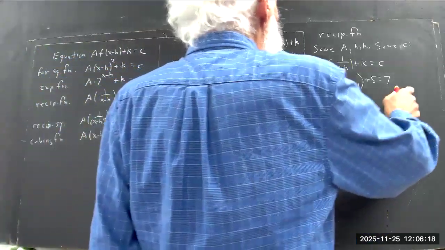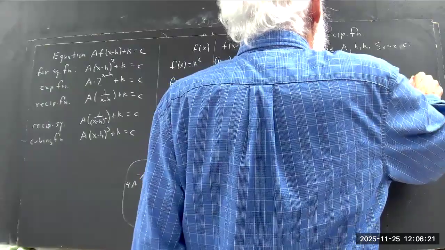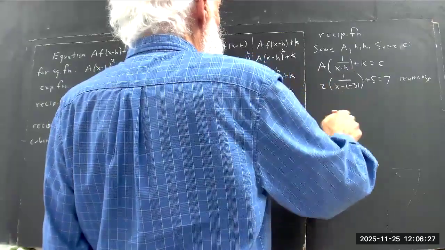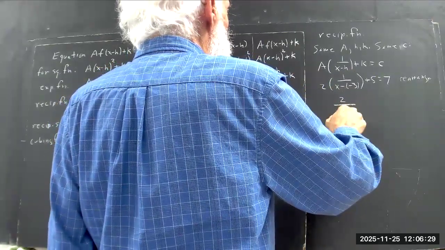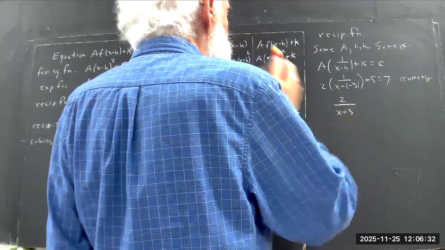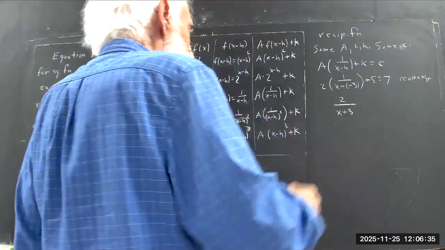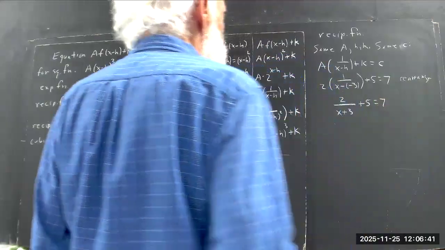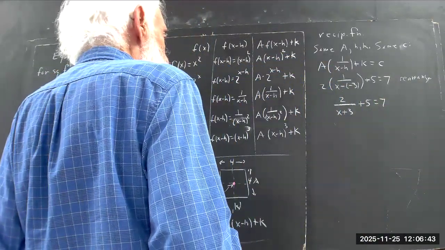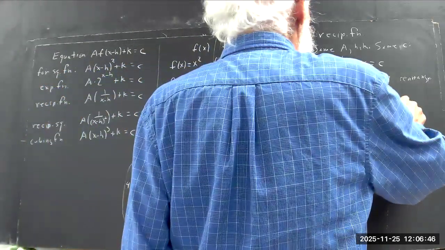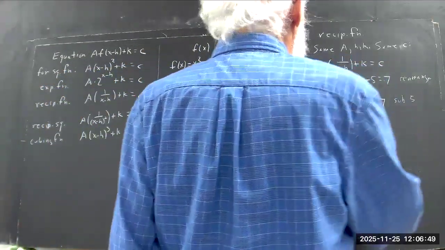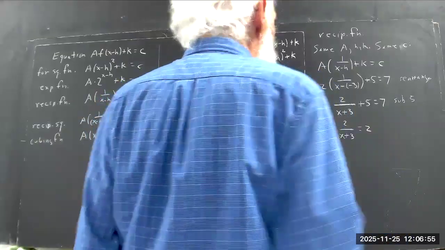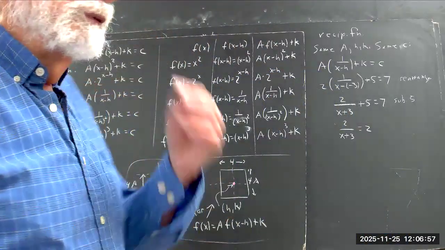Now we rearrange, multiplying 2 by 1 over x minus negative 3, we get 2 over x plus 3. It's like 2 over 1 times 1 over this. And minus 3 is plus 3. Okay. Now we subtract 5, we get 2 over x plus 3 equals 2.